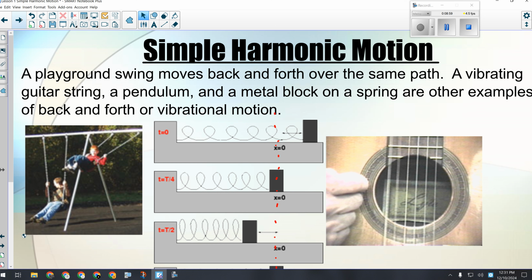Some of the strings are very thin, some of them are a lot thicker. That means that some of them have more restoring force than others. If they're thicker, they have a greater, what we call a spring constant. They want to go back to the equilibrium position quicker, so they all oscillate at different frequencies.